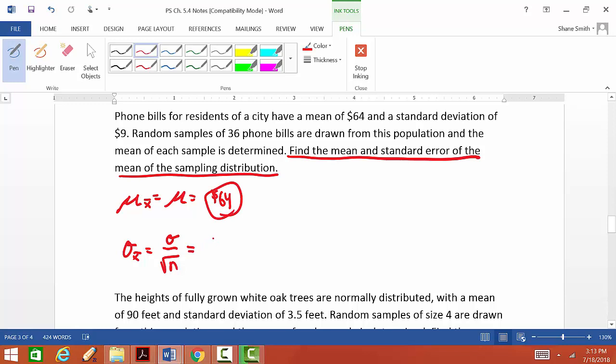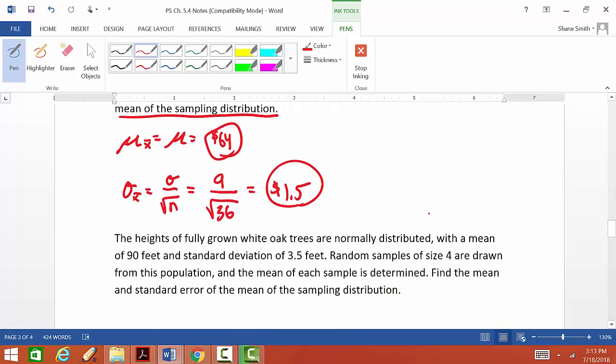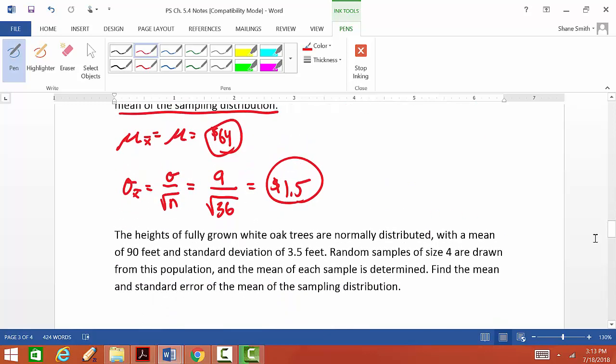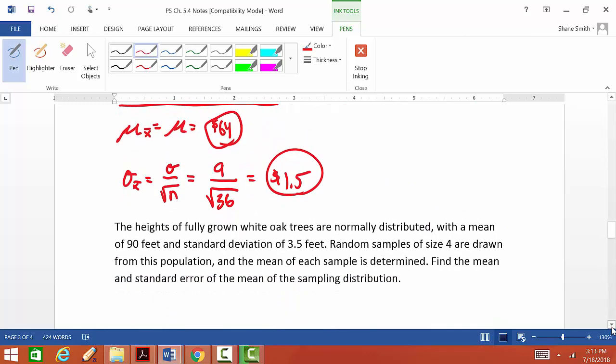The standard deviation is $9, and we divide by the square root of n. N is my sample size, which is 36. So this is going to be $1.5 when I do that calculation. And that's it. That's all you have to do. All right, so try the next one on your own and see if you get the same solution as me, and you may want to pause the video.